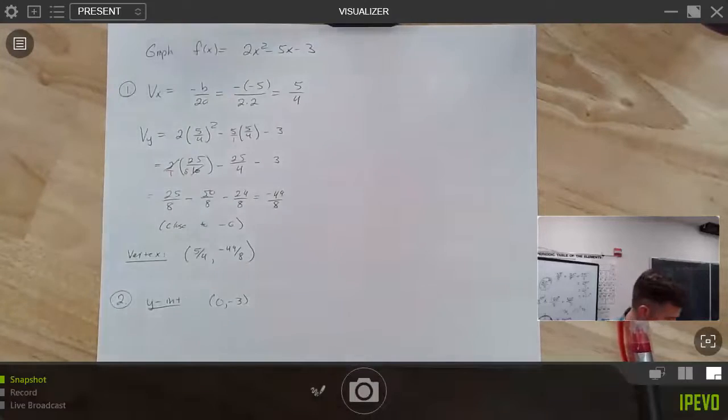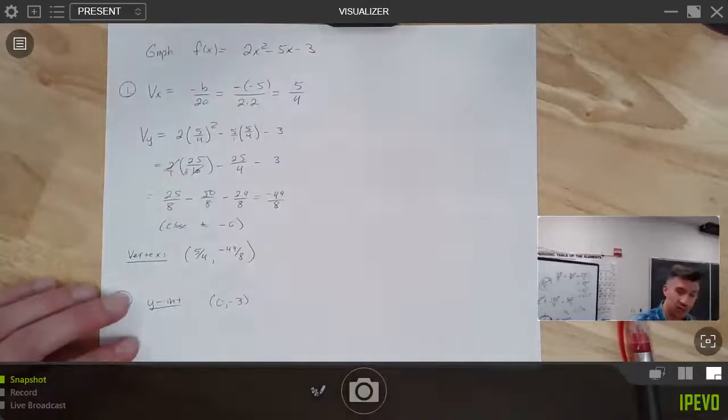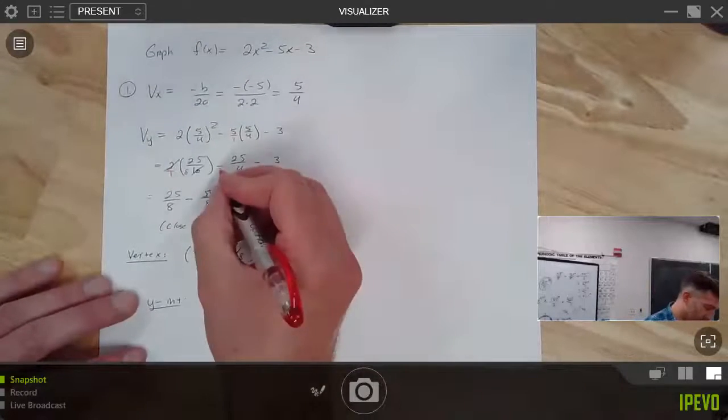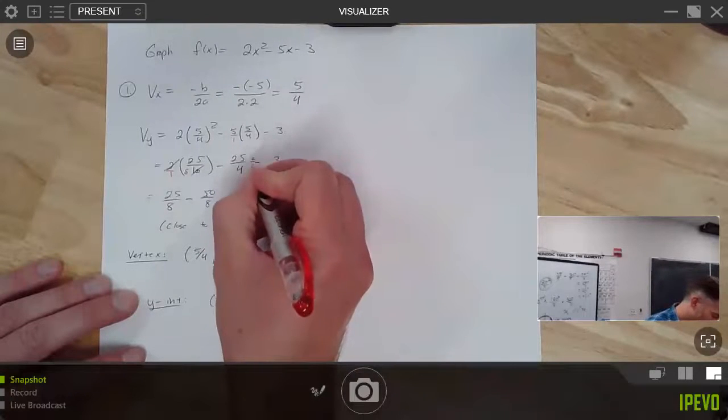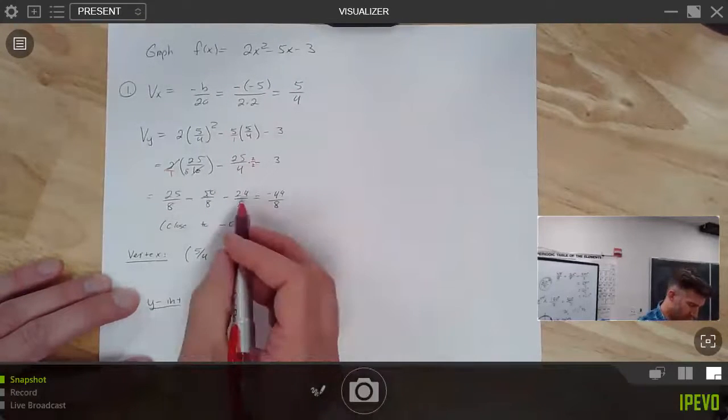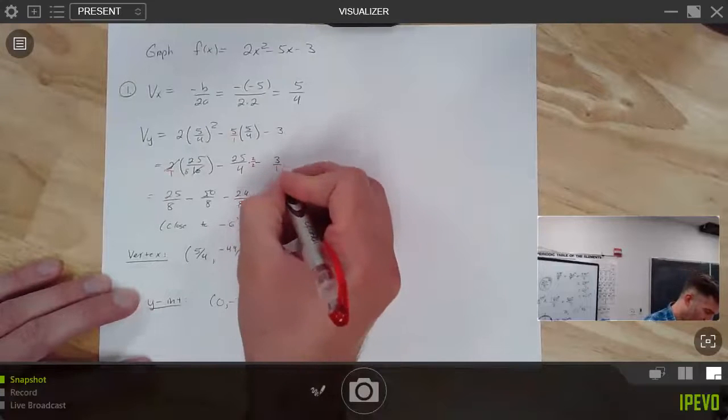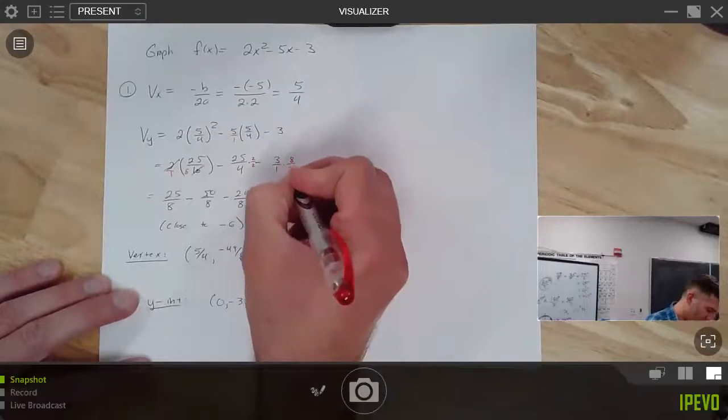The -50/8 came from multiplying -25/4 by 2/2. And the 24/8 came from multiplying 3/1 by 8/8.